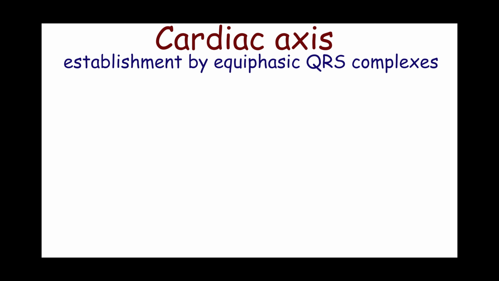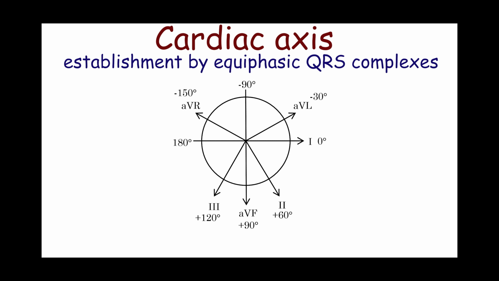Sometimes the cardiac axis can be determined accurately enough by analyzing leads with equiphasic QRS complexes. The cardiac axis is perpendicular, in other words at 90 degrees, to the lead with an equiphasic QRS complex. There are 2 degrees perpendicular to the equiphasic QRS complex. However, analysis of the QRS complex in other leads helps to choose the correct QRS axis.